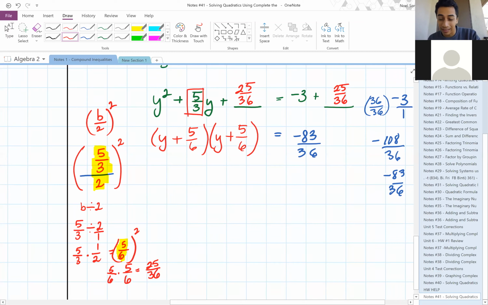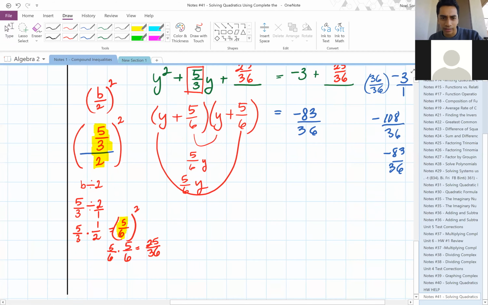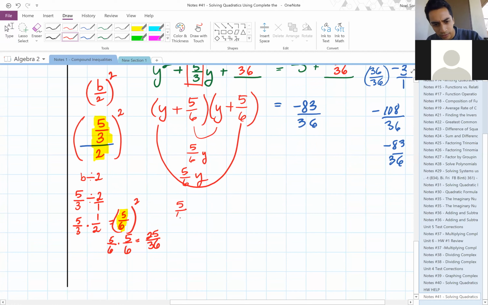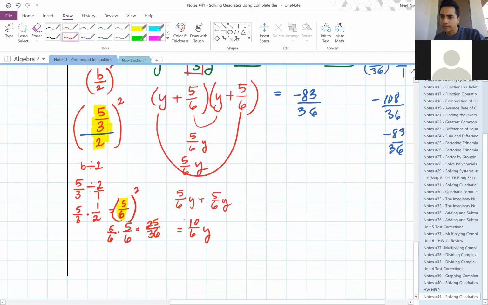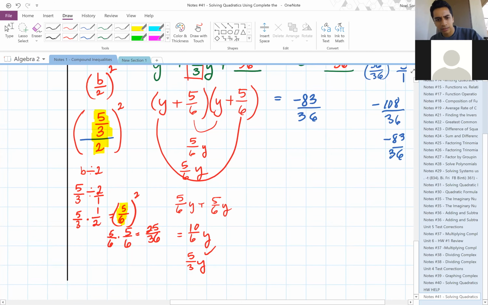Now, the addition, right? Check this out. 5 over 6y, 5 over 6y, okay? Just to show you that it does end up becoming 5 over 3. You get 5 over 6y plus 5 over 6y, okay? Well, because they're like terms, right? They both have y, and they have the same denominator, you can add them up. So what does that give you? That's 5 plus 5, that's 10 over 6y. Well, 10 over 6 can be simplified because they're both divisible by 2. So when you divide both by 2, you go back to 5 over 3y. Is that not the same thing that you had here?